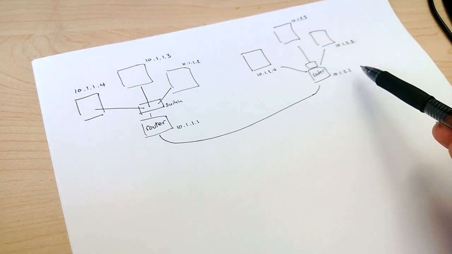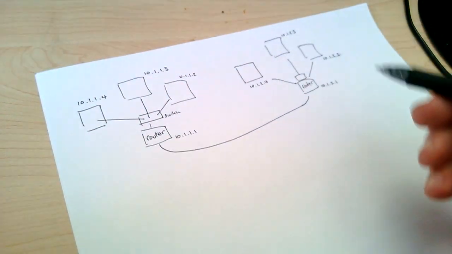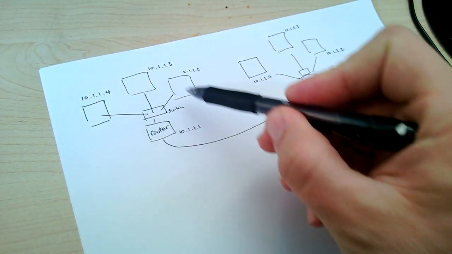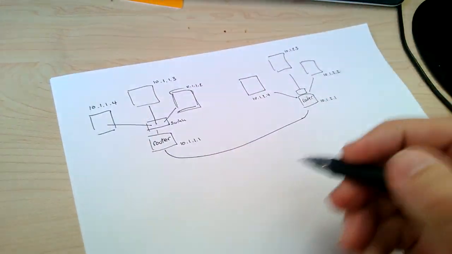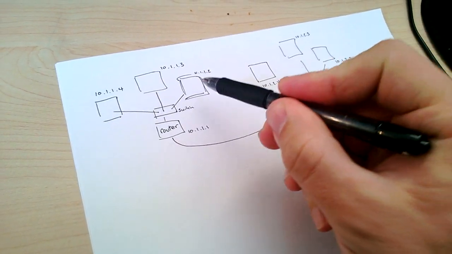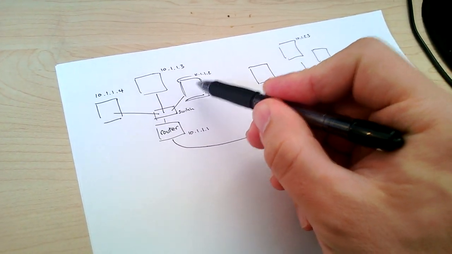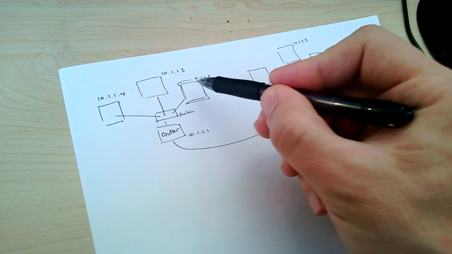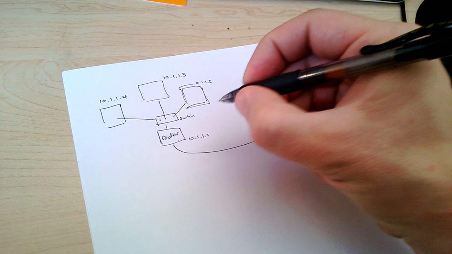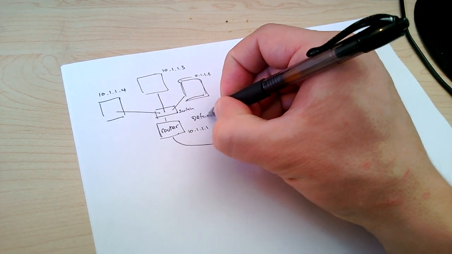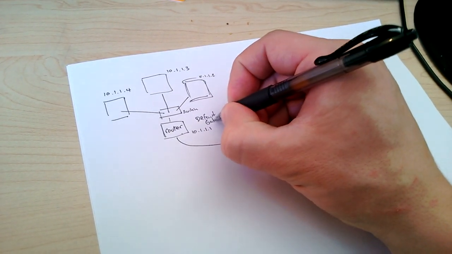A subnet mask here only tells you how many of these machines, let's say you're this machine right here, a subnet mask is needed to tell you how many computers this computer can go directly to without having to go through a router. A router is otherwise known as a default gateway.